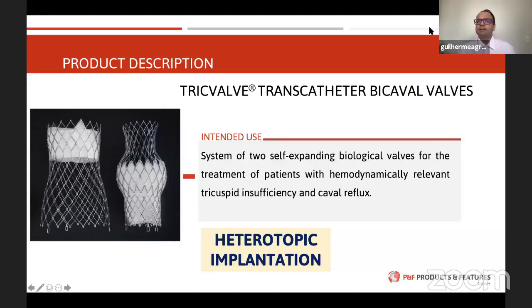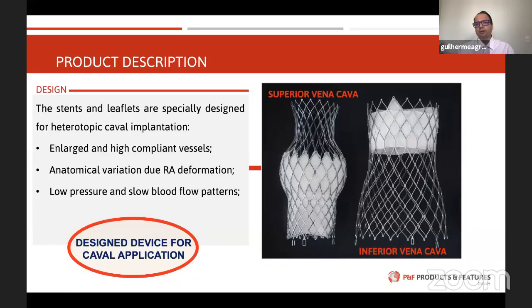Okay, as she presented, we have TricValve as a system of two self-expandable biological valves for treatment of tricuspid insufficiency. And it's important to consider that we are talking about a heterotopic implantation. Then we are treating the disease with specific devices for heterotopic implantation. Then during our development, we designed devices specifically for the caval application.